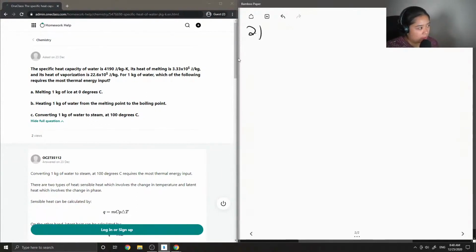Okay, so first, for the question, they give us all these different scenarios where we have 1 kilogram of water, and we just need to calculate all of their different thermal energy inputs and see which one has the highest. So either melting ice at 0 degrees Celsius, heating 1 kilogram of water from the melting point to the boiling point, and then lastly converting 1 kilogram of water to steam at 100 degrees Celsius.